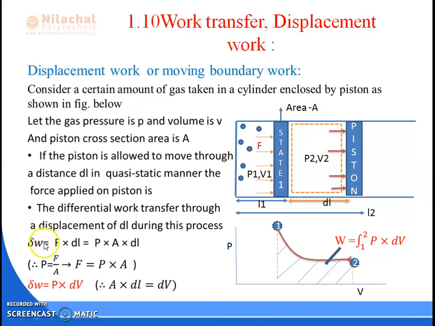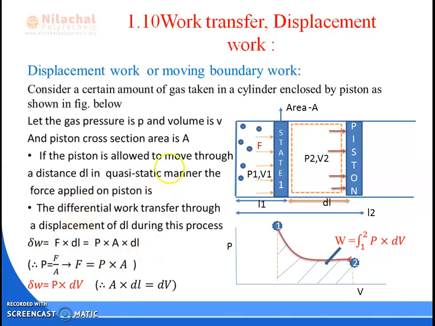We know that work is equal to force into displacement. The gas gives the force to the piston. So force into displacement: how much is the piston displaced? The piston is displaced by a distance dl. So force F into distance dl. We know that pressure is equal to force per area, so force is equal to pressure into area. So in place of force, I can write pressure into area into dl.